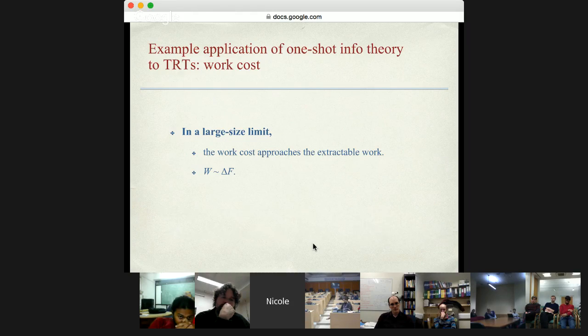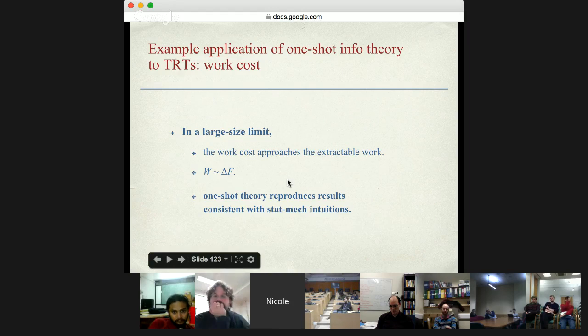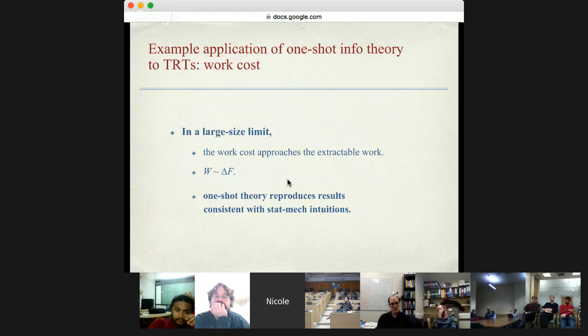So if you take the appropriate limit in which there are many, many copies, take the limit as n approaches infinity, then the optimal efficiencies of these two processes approach each other, and they approach some difference between free energies. The takeaway is that one-shot information theory gives us new results about so-called small scales, but from it we can recover statements about large scales that make sense according to what we know about ordinary stat mech.